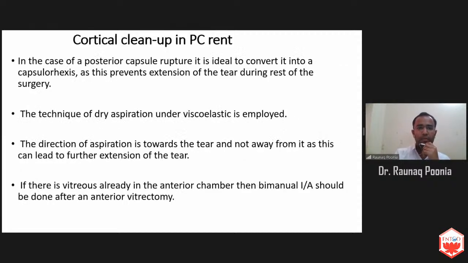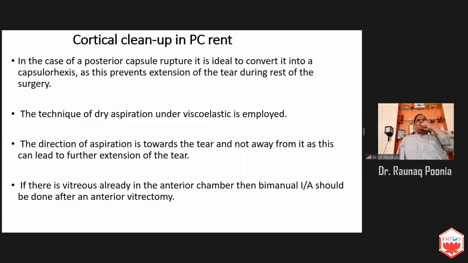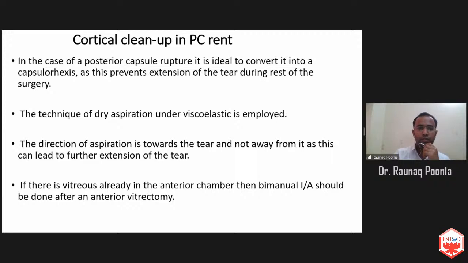Now, the cortical cleanup in PC rent. In case of posterior capsular rupture, it is ideal to convert it into a capsulorhexis, as this prevents extension of the tear during the rest of the surgery. The technique of dry aspiration under viscoelastic can be employed, and the direction of aspiration is toward the tear and not away from it, as that may lead to further extension of the tear. If the vitreous is already in the anterior chamber, then a bimanual irrigation aspiration can be done through anterior vitrectomy.